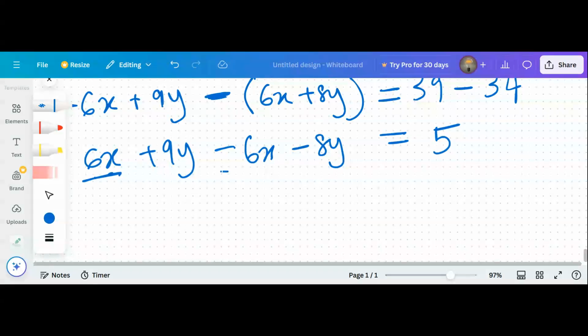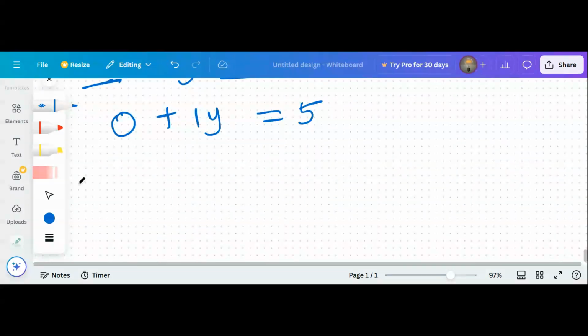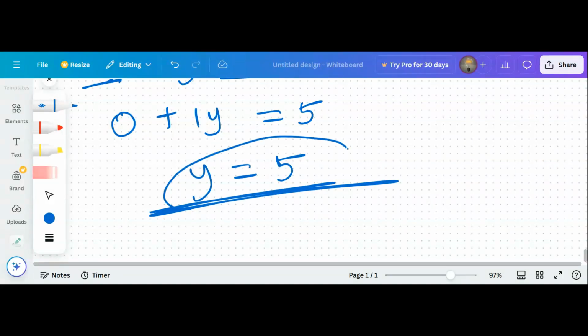6x minus 6x, so 0. Like 6 minus 6 is 0. 9y minus 8y, so it will be 1y. 9 minus 8 is 1, so 1y. This is equal to 5. So we don't need to write the 0, so it is 1y. So y is equal to 5. That's it. So we found one variable, so y is equal to 5. So one variable is found.